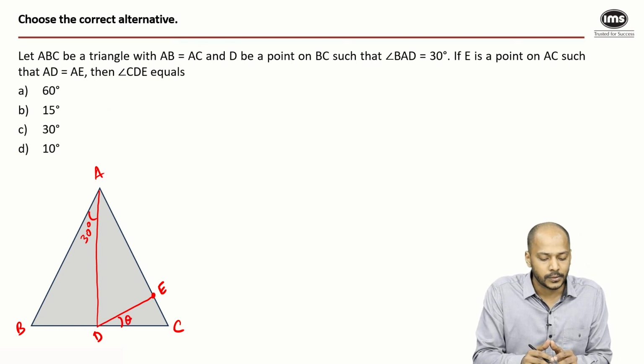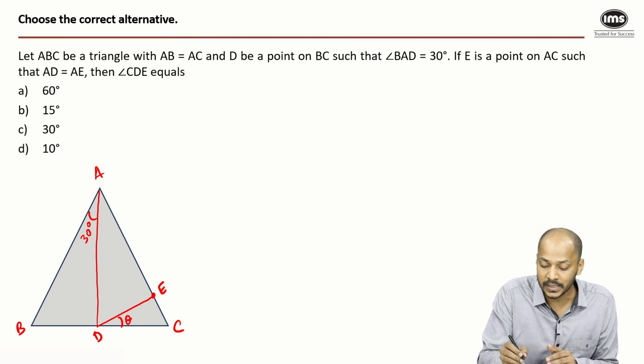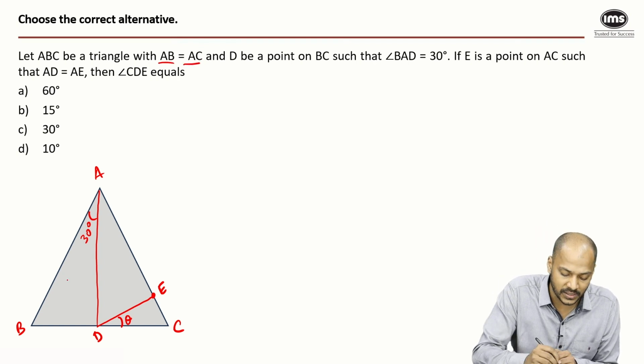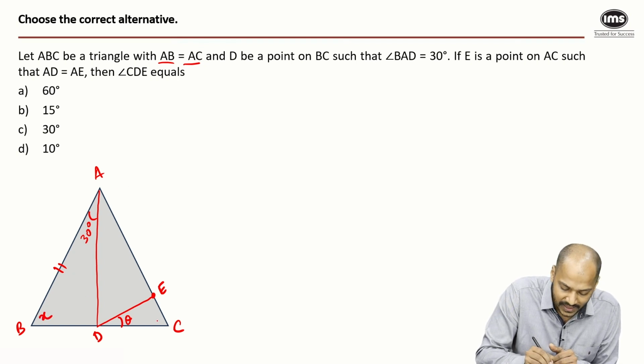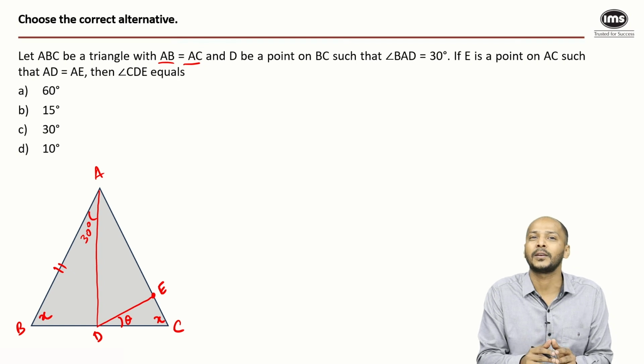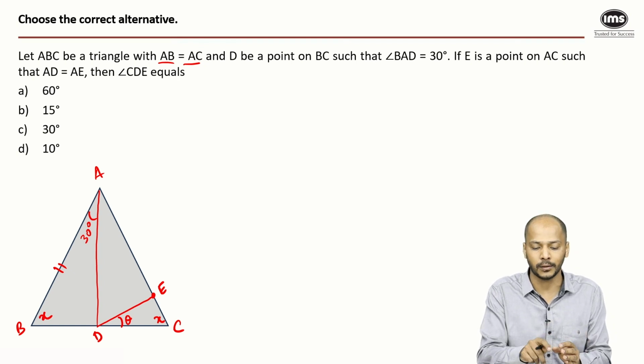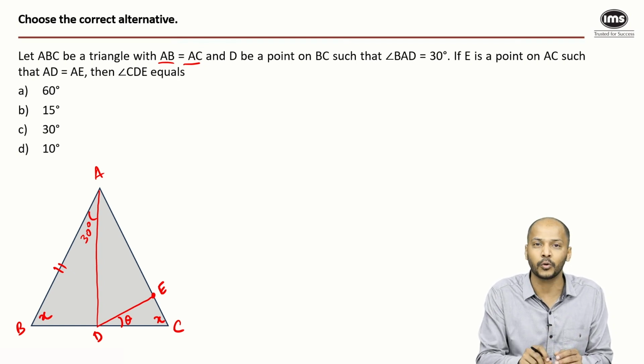Well, the first thing that we are given is AB is equal to AC. So this is an isosceles triangle, AC is equal to AB. So can I say if this angle is X, this angle is also X. We have incorporated the isosceles triangle rule over here.